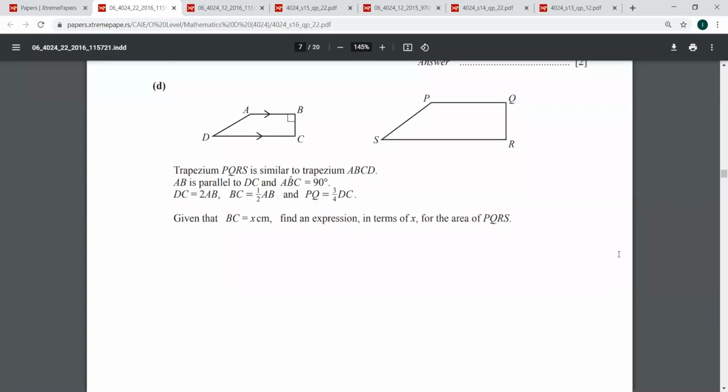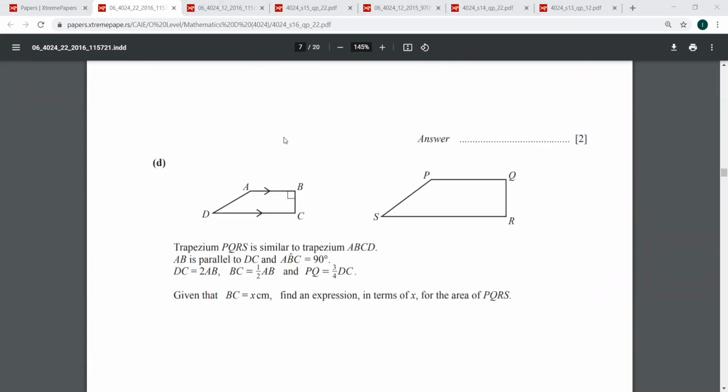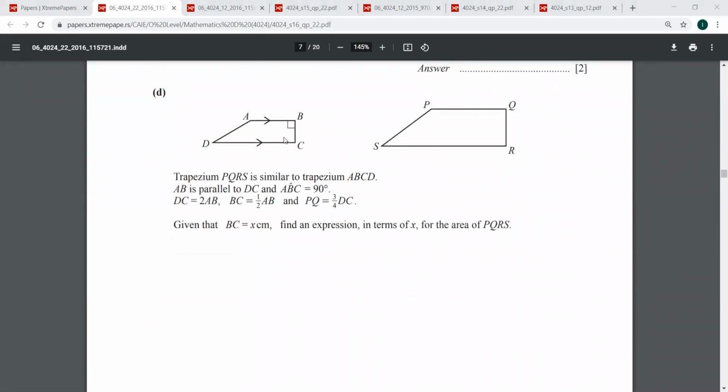Here we have a question from June 16, paper 22, and it is the last part of question number 4. May June 2016. It says trapezium ABCD is similar to trapezium PQRS. AB is parallel to DC. Angle ABC is 90. DC is twice AB. Suppose this is X, then this is 2X.